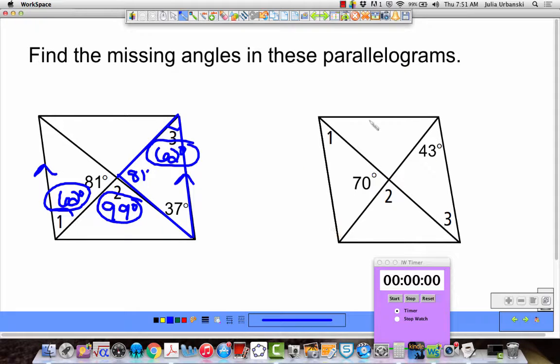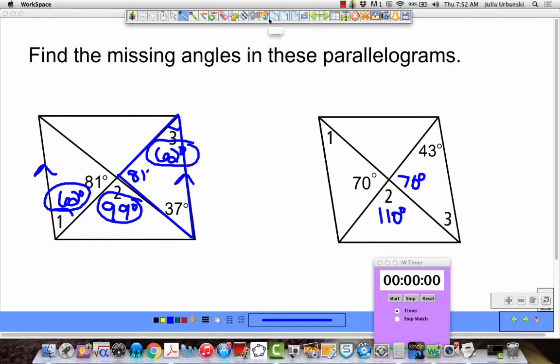All right, for right here, let's find number 2 first. This is a straight line of 180 degrees. What would angle 2 have to be? 110. 180 minus 70. I can't figure out this angle without a clue right here. What's this angle right here? 70. Vertical angles are congruent.